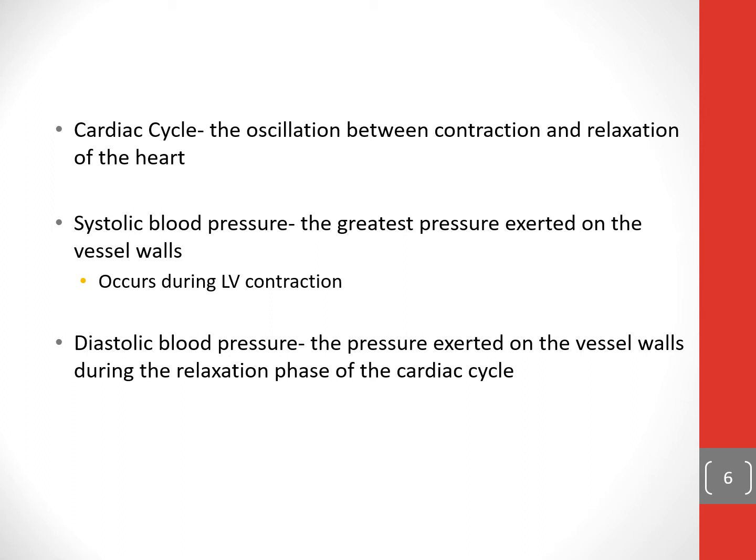And we have diastolic blood pressure. And diastolic is the pressure exerted on the vessel walls during the relaxation phase of the cardiac cycle. So when we talk about this oscillation between contraction and relaxation of the heart, we're actually referring to the oscillation of systole versus diastole. Okay, so systolic pressure in comparison to diastolic pressure. You're always going to be either in systole or diastole. So you're always either contracting or relaxing at any given time.